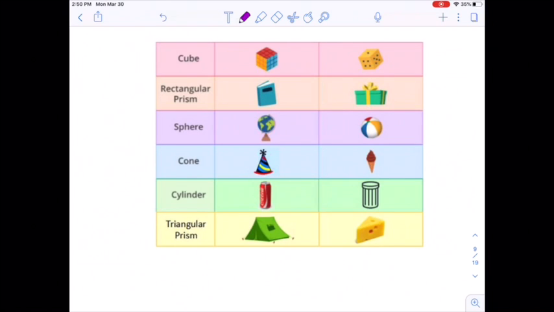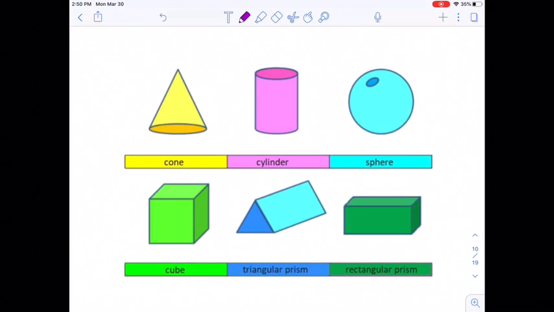So these are the 6 kinds of three-dimensional figures that we are going to be learning about for the next 2 weeks. Cubes, rectangular prisms, remember those two go together, sphere, cone, cylinder, and triangular prism. Each of these shapes has some specific characteristics that we're going to be learning about. So tomorrow, come ready to learn some new vocabulary that you can use when you're talking about shapes.